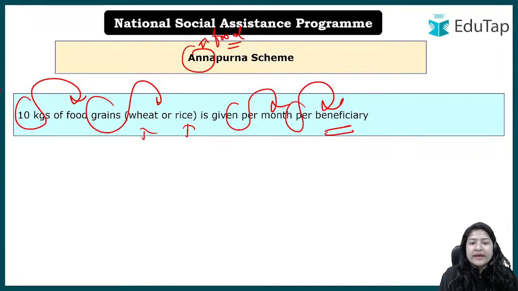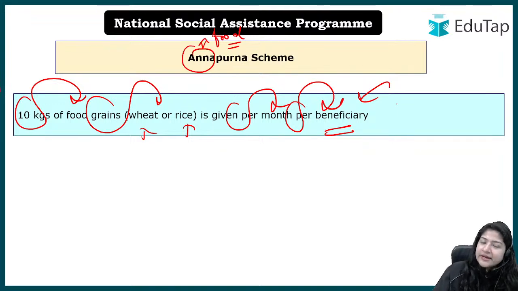ठीक है, ये क्या है आपकी? ये है आपकी अन्नपूर्णा scheme. So when we talk about beneficiary, who are the beneficiaries? This we studied in the last session, right? These belong to the people below BPL, below poverty line, both in urban and rural areas, right? And how they will be identified, we studied in the last session also.